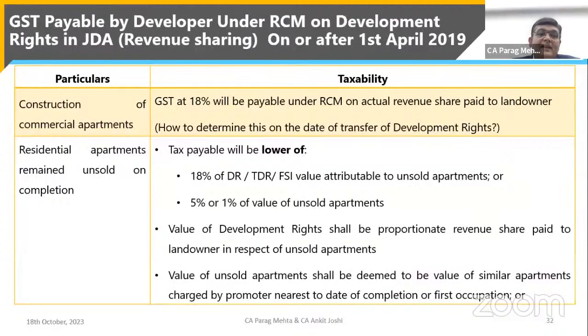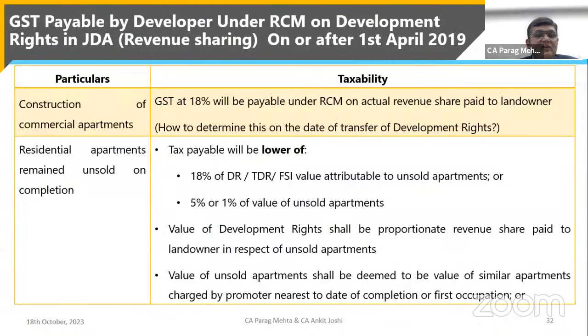So what is the GST payable by the developer under RCM on development rights in case of revenue share? Construction of commercial apartments: 18% is payable under RCM on the actual revenue paid to the landowner. As we discussed earlier, how do we determine this on the date of transfer of development rights? That's an issue. So in the normal course and for practical purposes, it will be as and when each and every part of revenue is due. At that point of time, 18% will be payable under RCM.